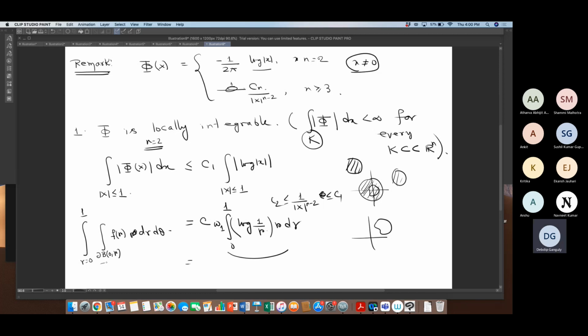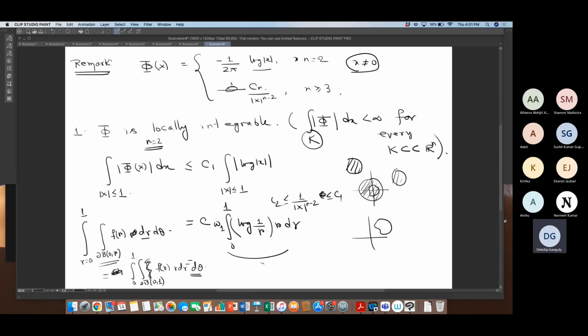Now you remember the ball B(0,r) I have changed to the boundary of B(0,1). So this r is 0 to 1. So omega 1 comes out, and f of r, and this dr will be changed with r to the power n minus 1 dr. Here n equal to 2, so r dr d theta. And what is d theta? D theta will be the integral on the boundary of B(0,1).